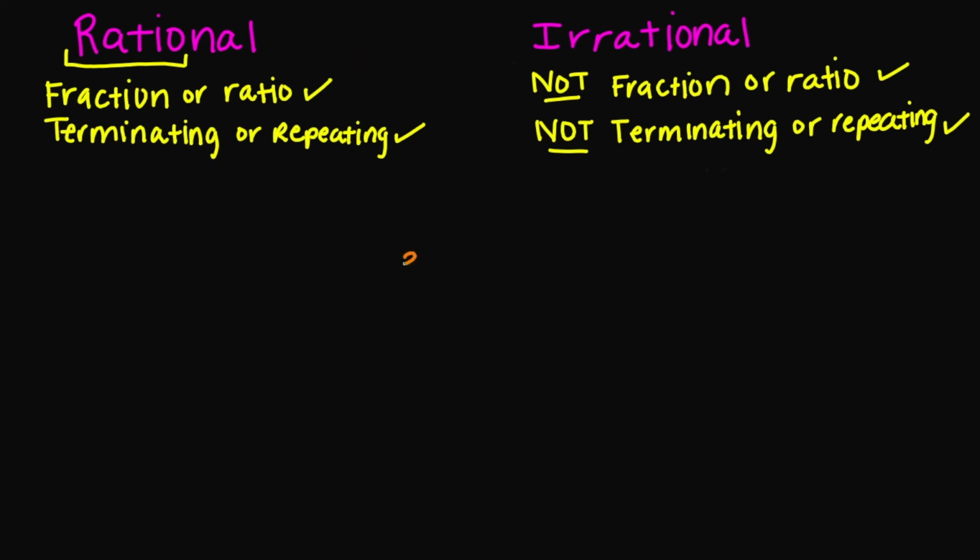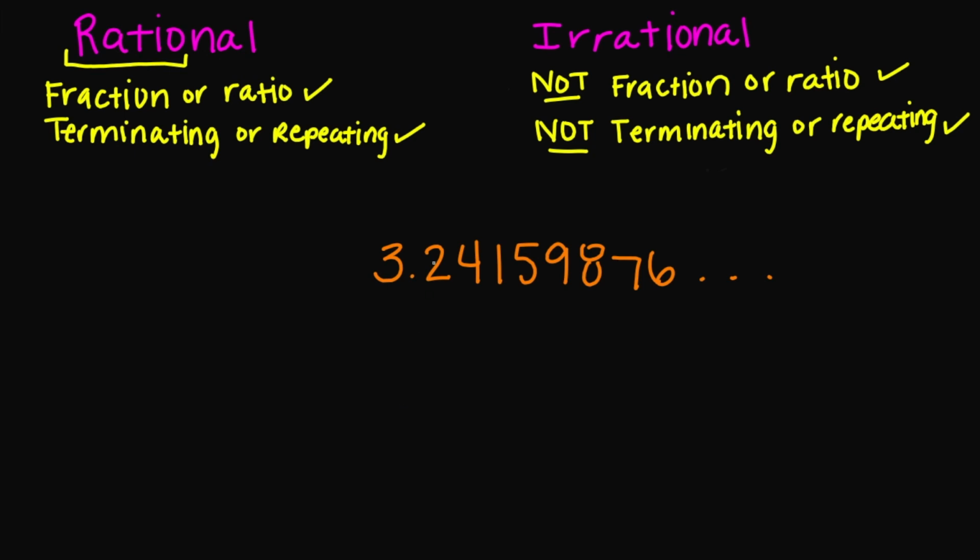What about the cubed root of 40? Is the cubed root of 40 rational or irrational? The cubed root of 40 cannot be expressed in a fraction or a ratio, so the cubed root of 40 is irrational. Okay, now what about 10 pi? 10 pi is irrational because 10 pi cannot be expressed as a fraction or a ratio. All right, and then what about the number 1? 1 is a rational number. What about the number 0? The number 0 is also a rational number.